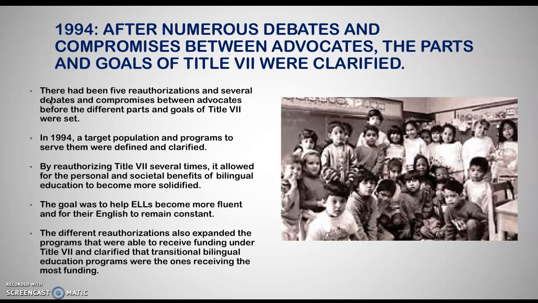By reauthorizing Title VII several times, it allowed for the personal and societal benefits of bilingual education to become more solidified. The goal was to help ELLs become more fluent and for their English to remain constant. The different reauthorizations also expanded the programs that were able to receive funding under Title VII and clarified the transitional bilingual education programs were the ones receiving the most funding.